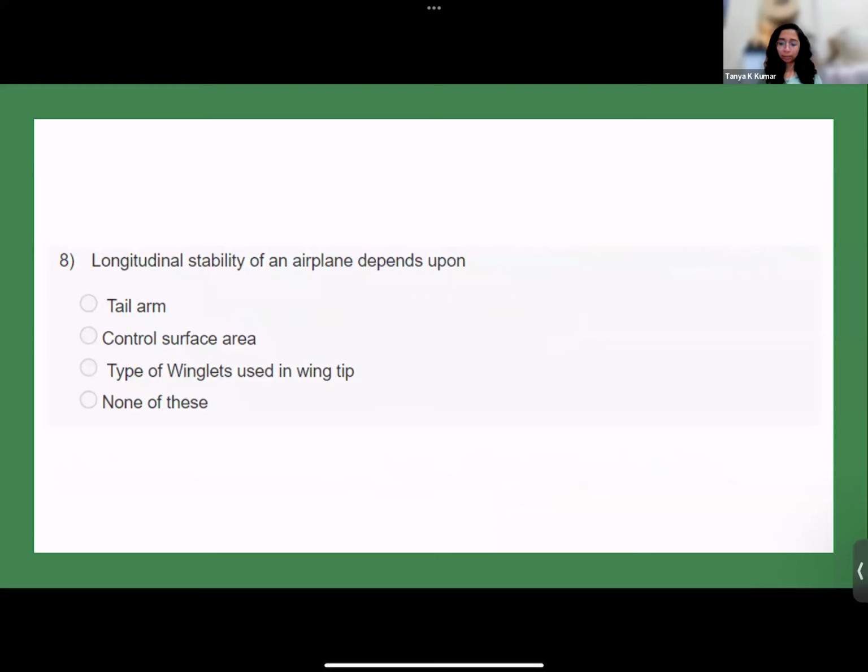Longitudinal stability of an airplane depends upon this question. I think we did it last time. Tail arm, control surface area, type of winglets, none of this. Tail arm, right? So control surface has nothing to do with stability. Winglets again have nothing to do with stability. It's only the tail arm.